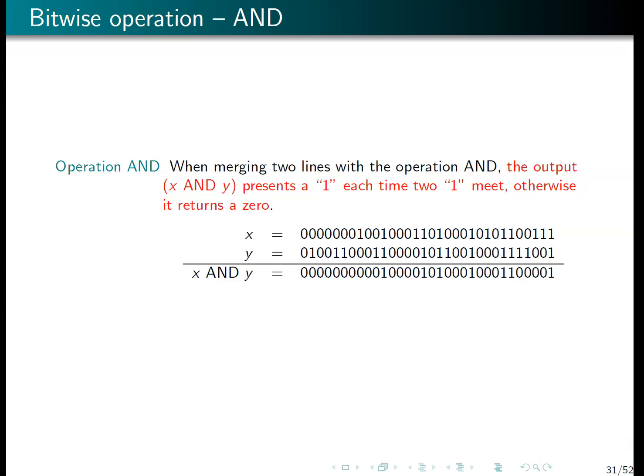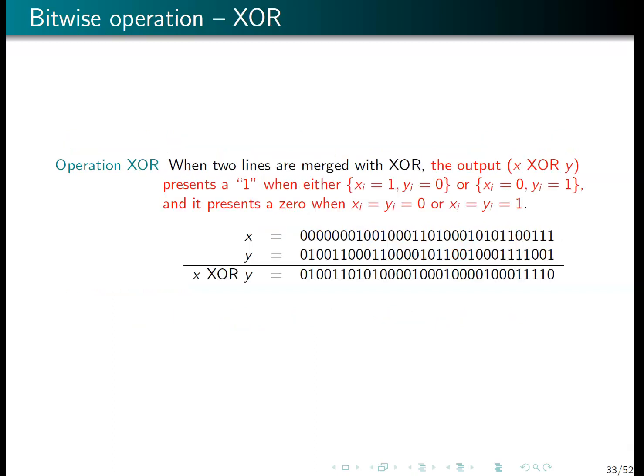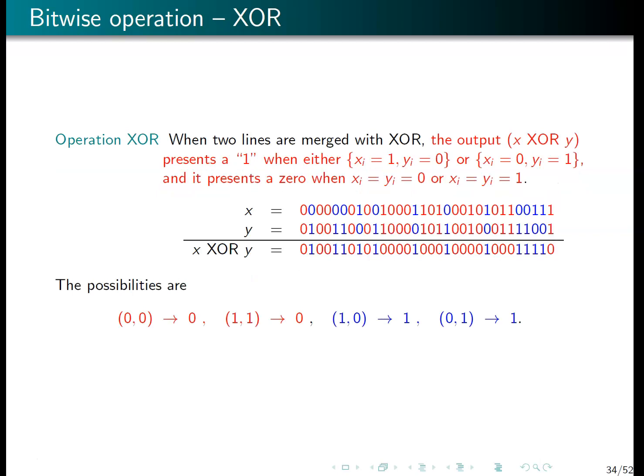The operation AND is more severe: it returns one only if two ones meet. If there's a zero in either X or Y, then the output is zero. The only time the resulting line has a one at this rank is when there's a one in both Y and X. The function XOR is in between. It produces a one if there's a one in either X or Y, but when there's a one in both X and Y, the resulting line contains a zero. So here are all the possibilities.